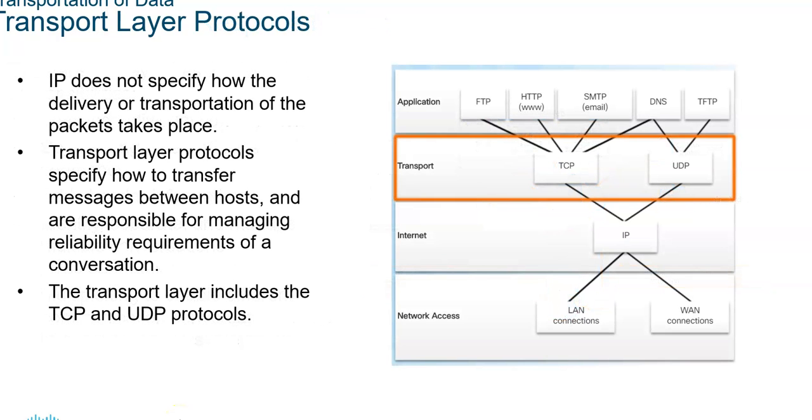The last layer used the IP protocol. This protocol is concerned with where the conversation is going. Now here in the transport layer, the concern is how it is moved. For this, there are 2 protocols, TCP and UDP.